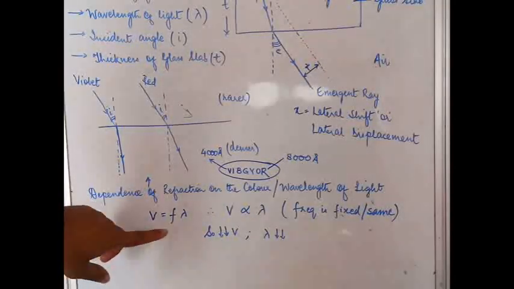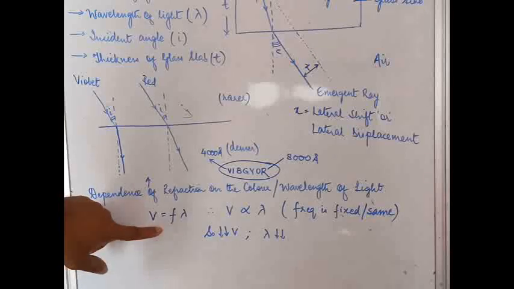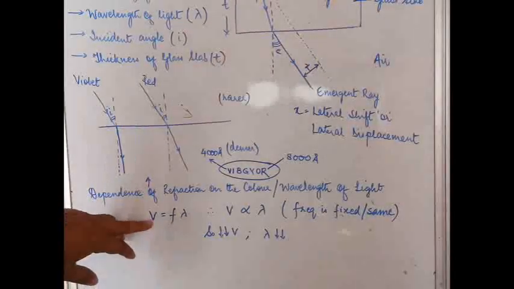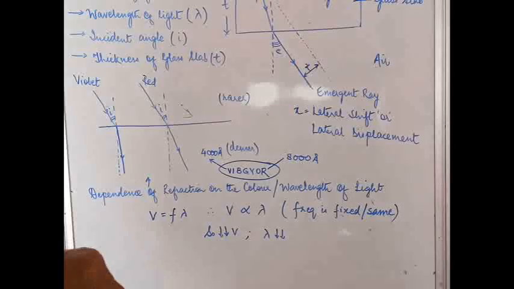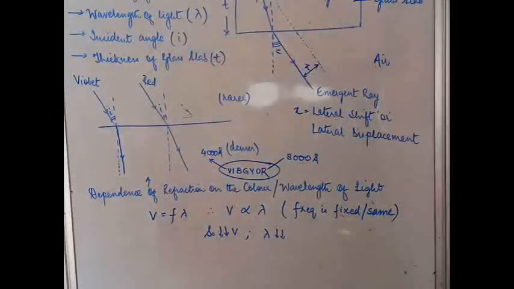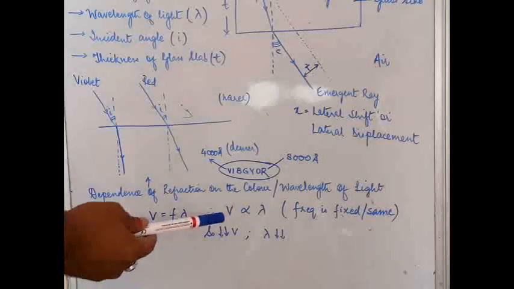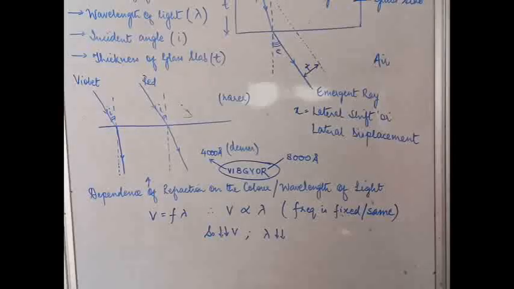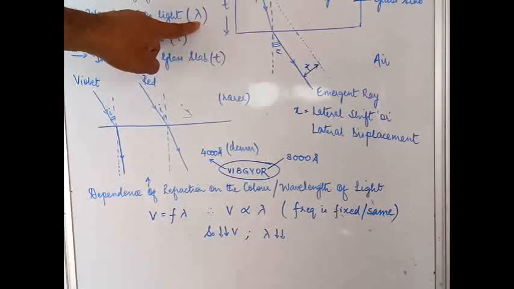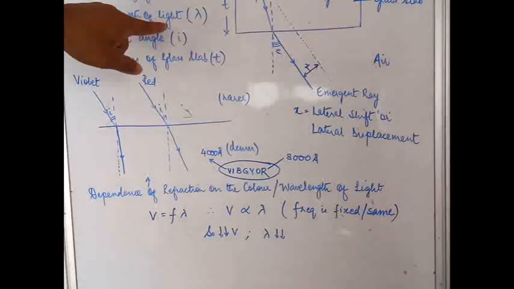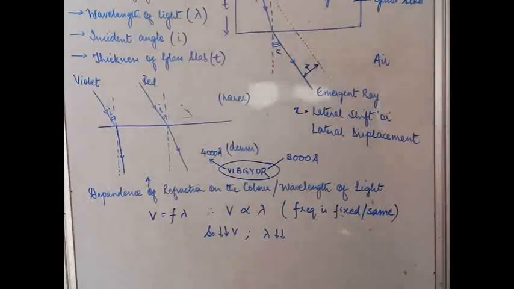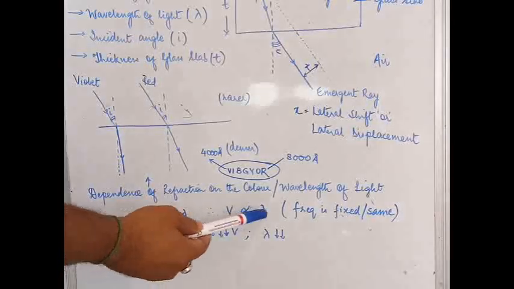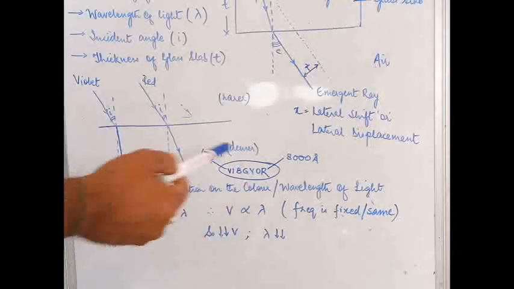Now coming down to the relationship that I told you, for any wave motion we have v = fλ. Since the frequency is fixed or same, because the source of light is same, we are left with v proportional to λ. Please don't forget, the lambda symbol denotes the wavelength of the light or the color of the light. So v and lambda are directly related to each other.